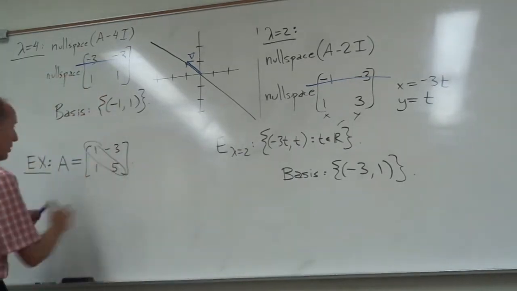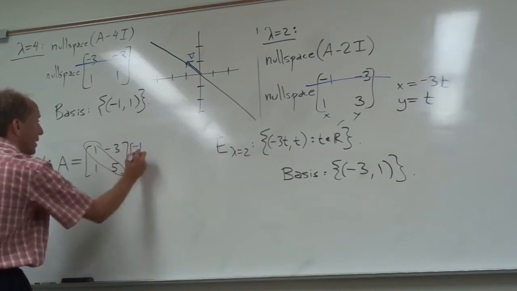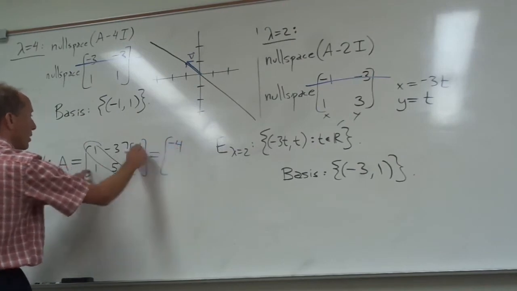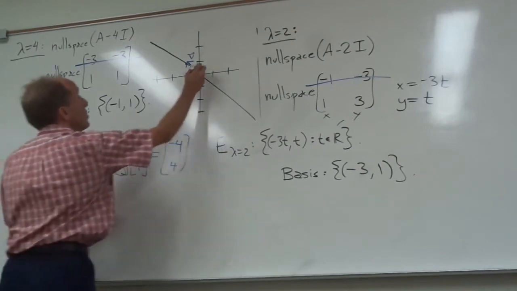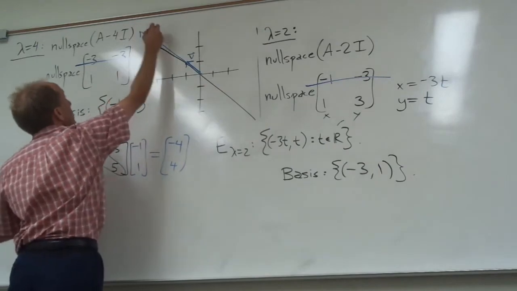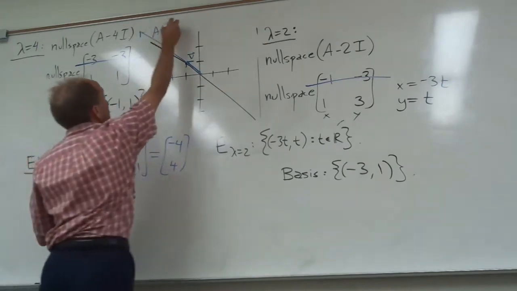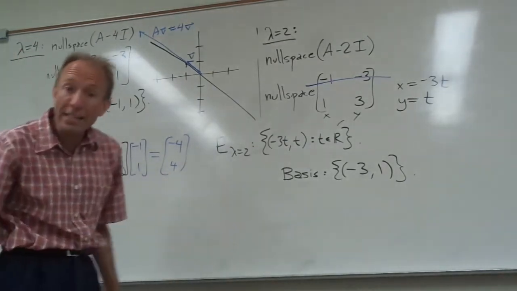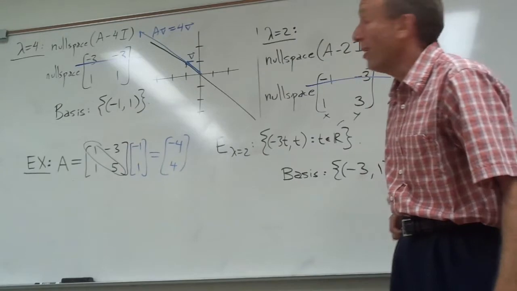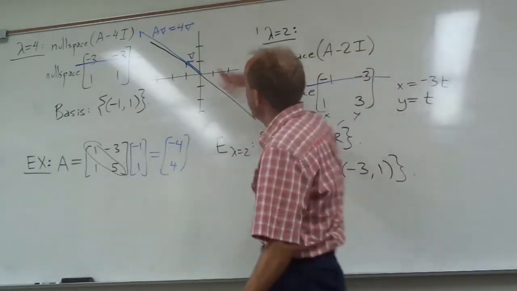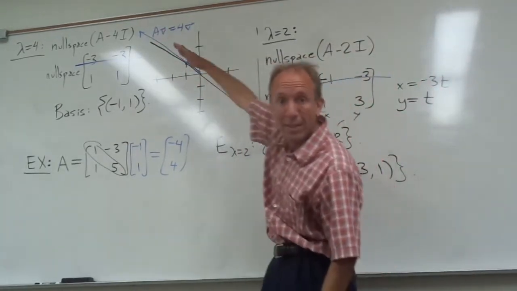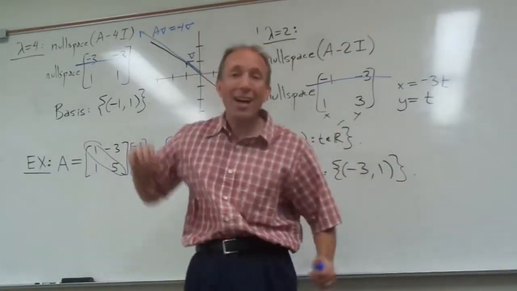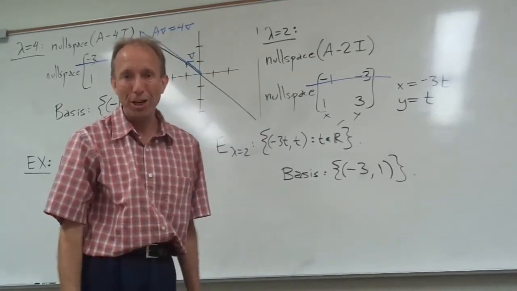I already know what we're going to get, but let's just verify it. If we multiply this by negative 1, 1, look what we're going to get: negative 4, 4. So AV is up here like this. It's exactly 4 times V. That makes sense because our eigenvalue was 4. So any vector that is on that line, when we multiply the matrix by it, stays on that line and gets stretched by a factor of 4.